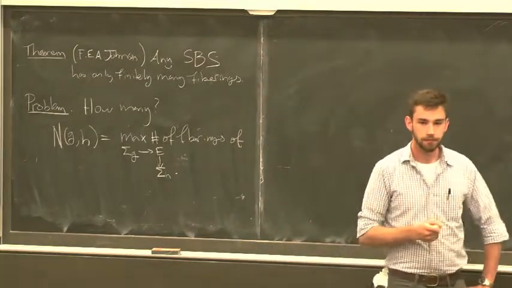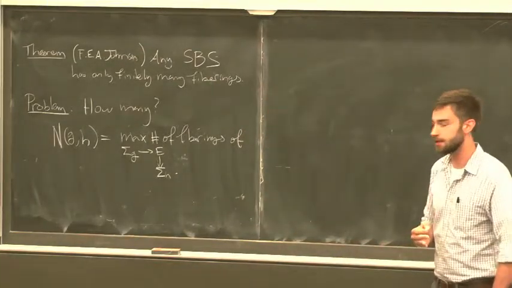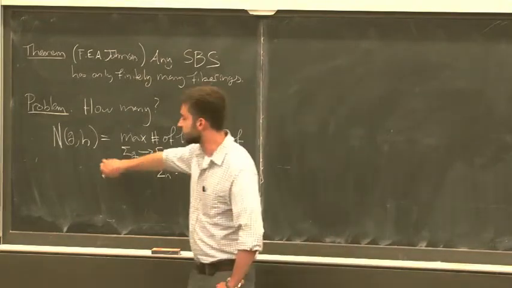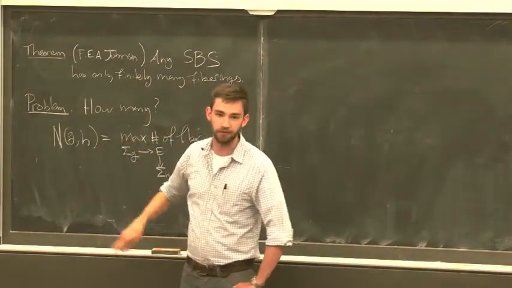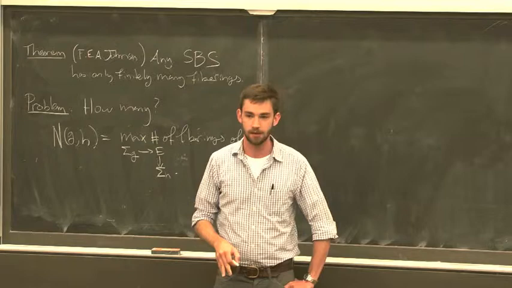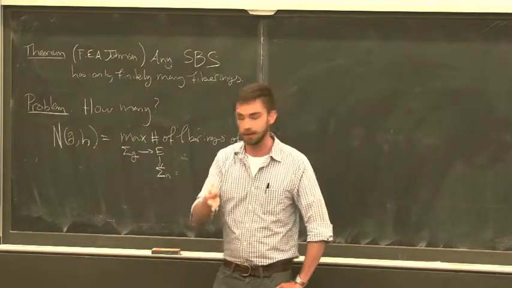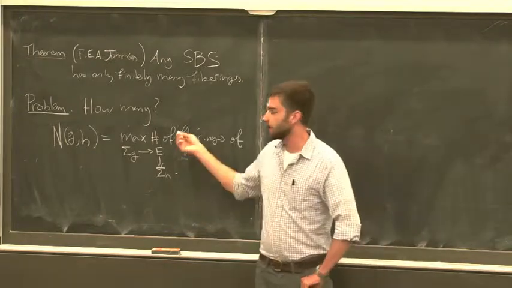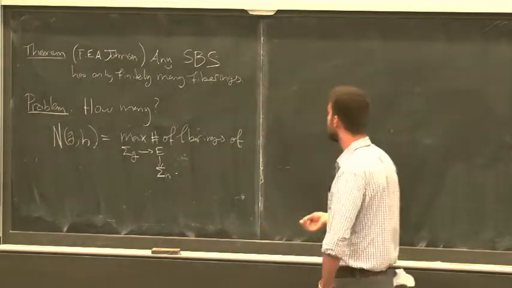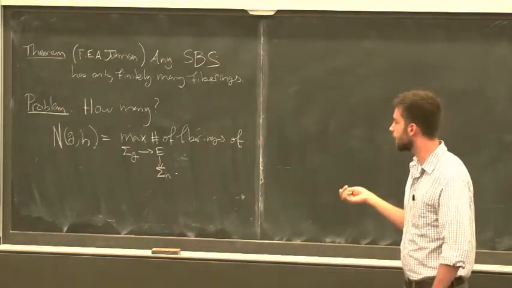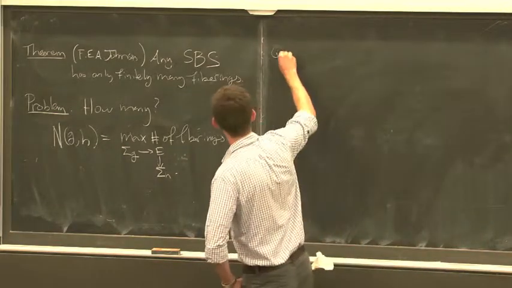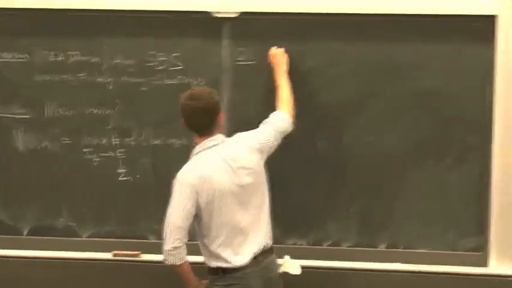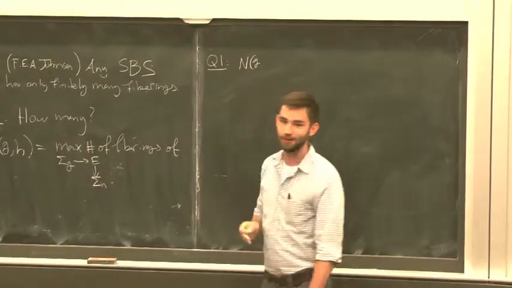So the observation here is that for a fixed G and H, I could build bundles with arbitrarily many fiberings. But the point here is that this is, in fact, a finite number. So, right, the first question is, okay, can I find anything at all with two fiberings?